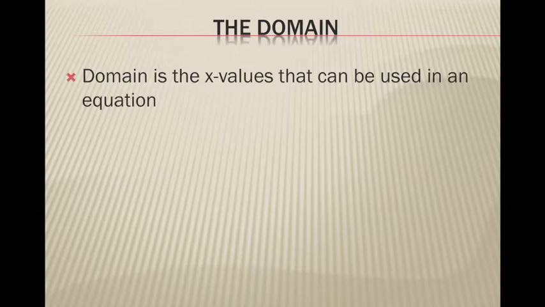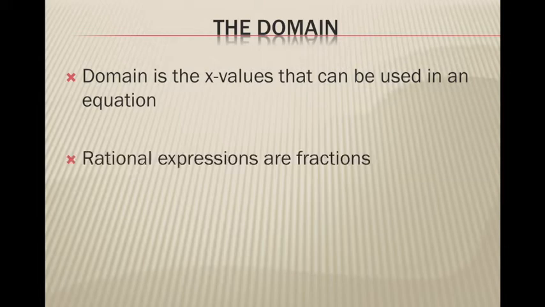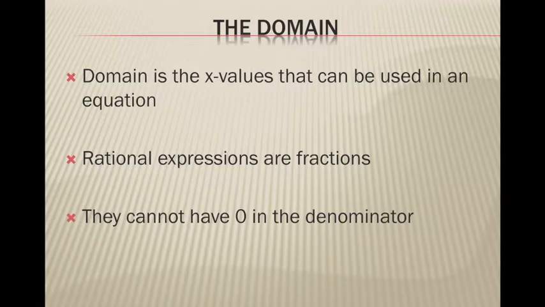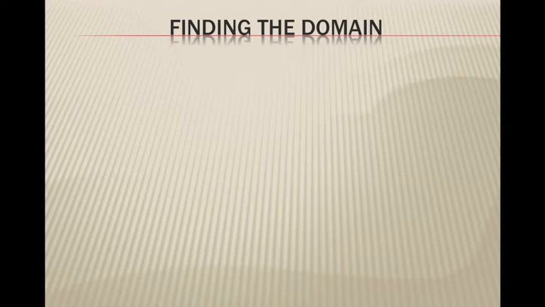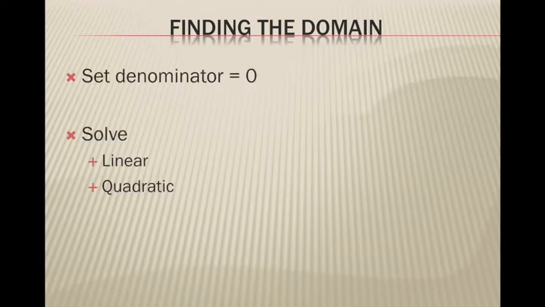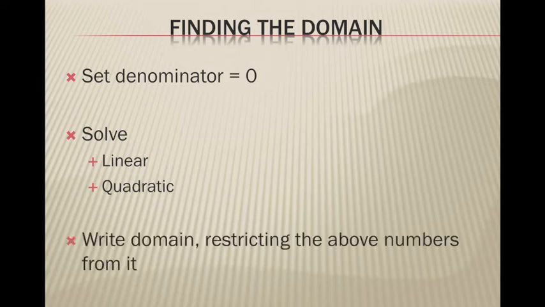The domain. The domain is the x value that can be used in an equation. Rational expressions are fractions. They cannot have 0 in the denominator. Finding the domain: set the denominator equal to 0. Solve either linearly or quadratic. Write the domain, restricting the number above from it.